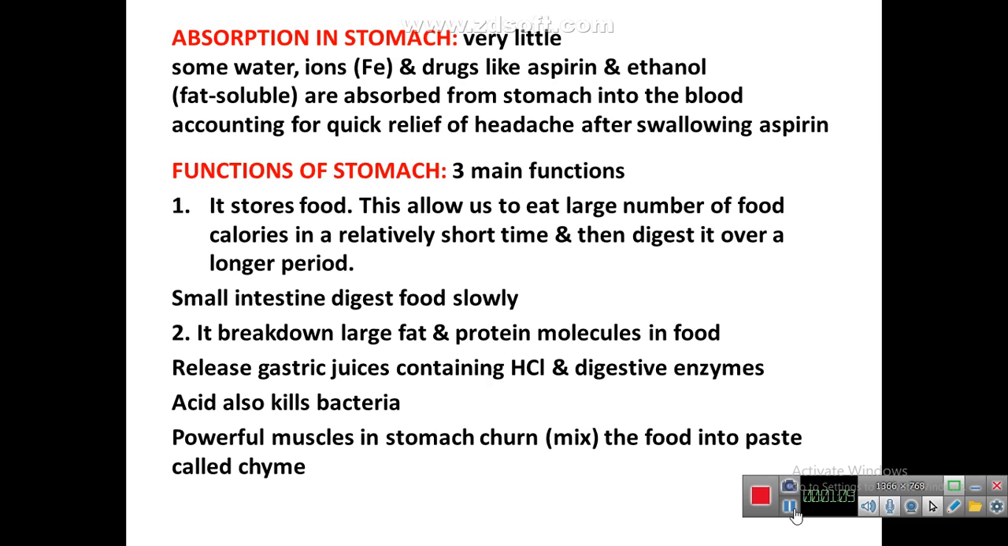Second function of the stomach, it breaks down large fat and protein molecules that are present in the food, releasing gastric juices containing HCl and digestive enzymes. The HCl also kills the bacteria. The powerful muscles present in the stomach churn or mix the food into a paste known as chyme.